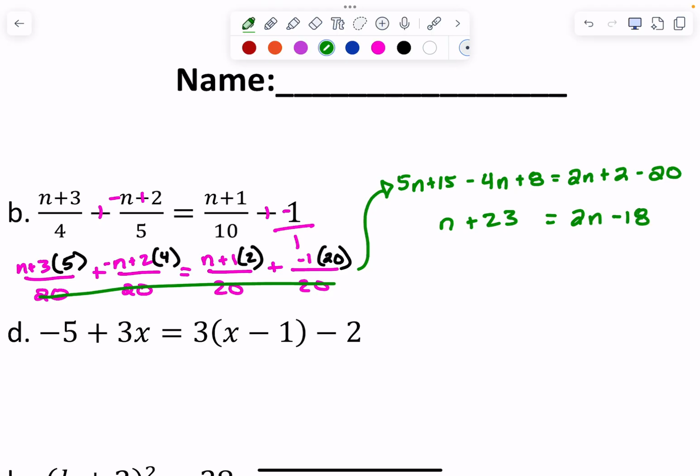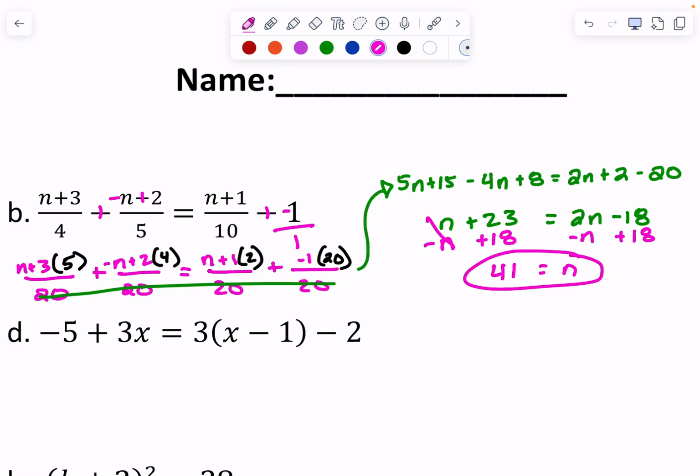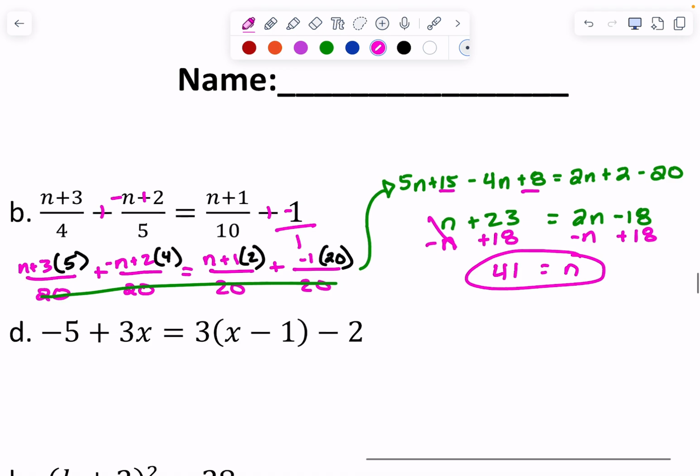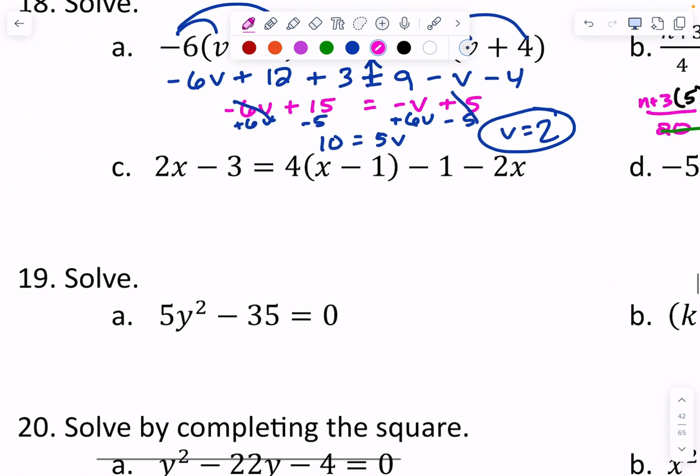I'm going to subtract my n and add the 18. 41 equals n. That was gross. How did you get 23 up there? Because 15 plus 8. Oh, I have a minus 8. It's hard doing that. Okay, are we doing all right?